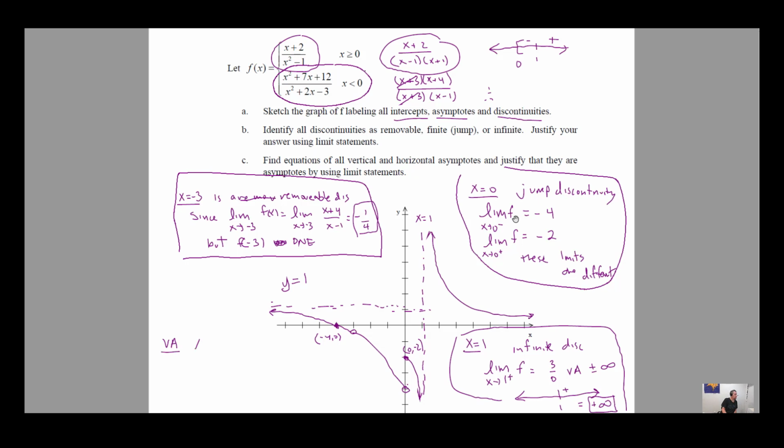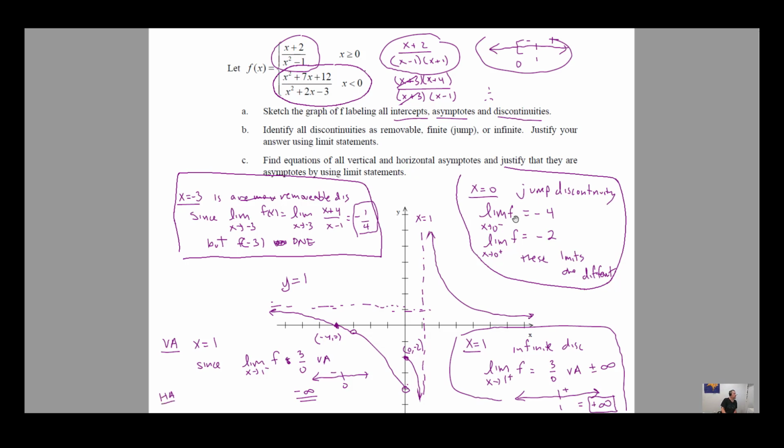The vertical asymptote is x equals 1, since, let's do the other side now, the limit as x approaches 1 from the left of f would be, I'm doing this piece right here, still approaching 1, so I get a 3 over 0, which is a vertical asymptote, and the number line tells me that it's going towards negative infinity, and if you're negative infinity, you're a vertical asymptote.